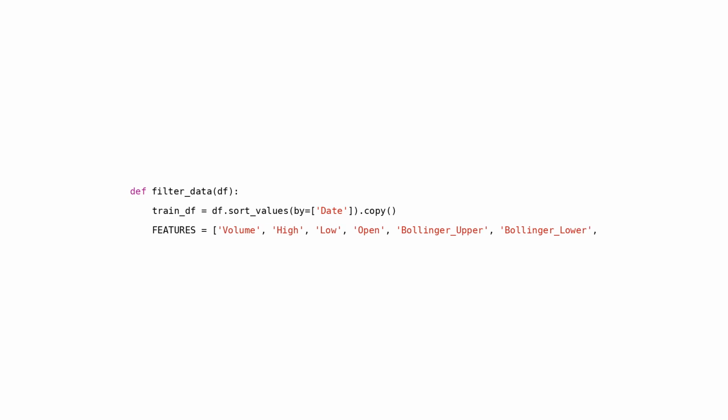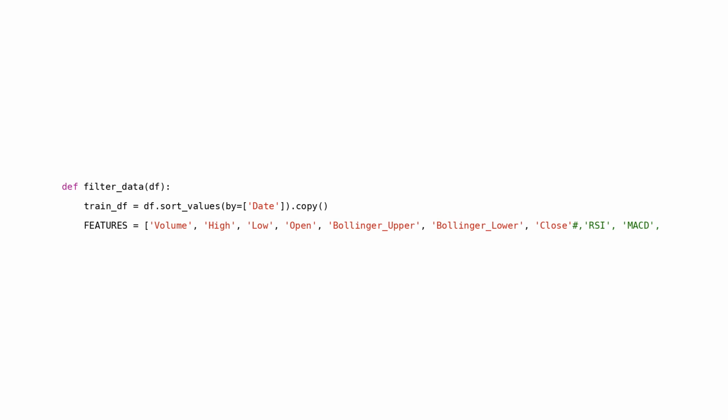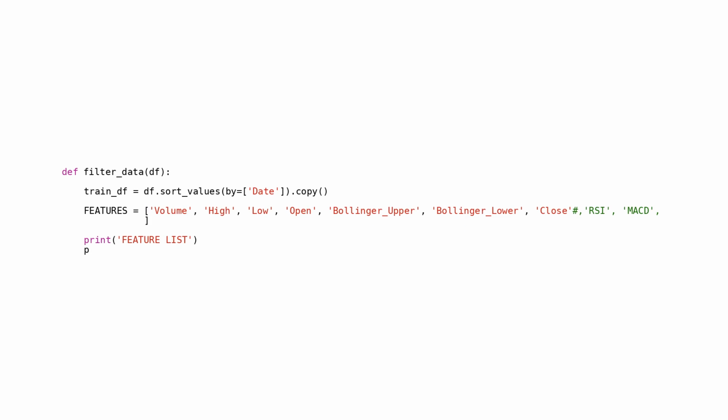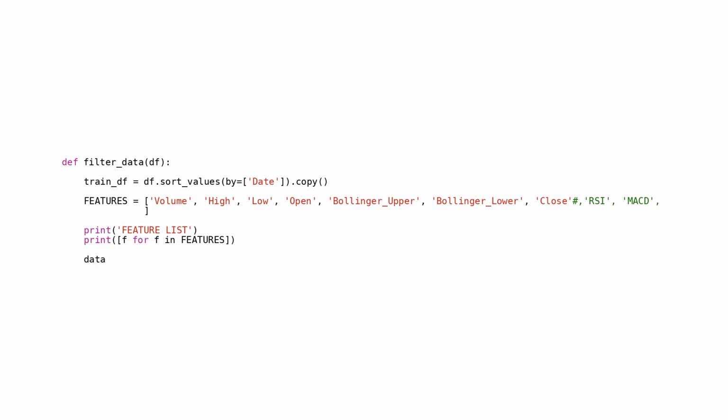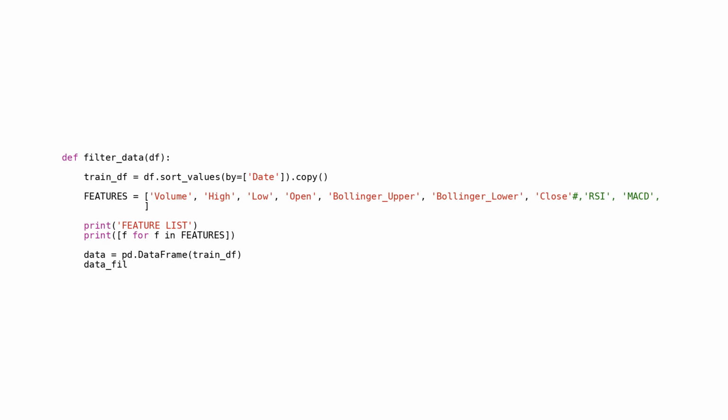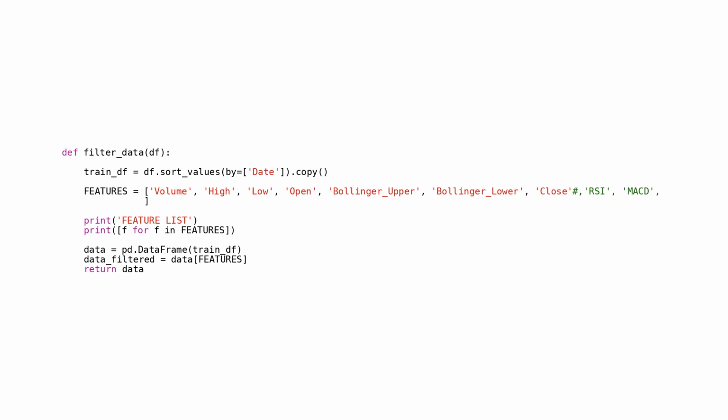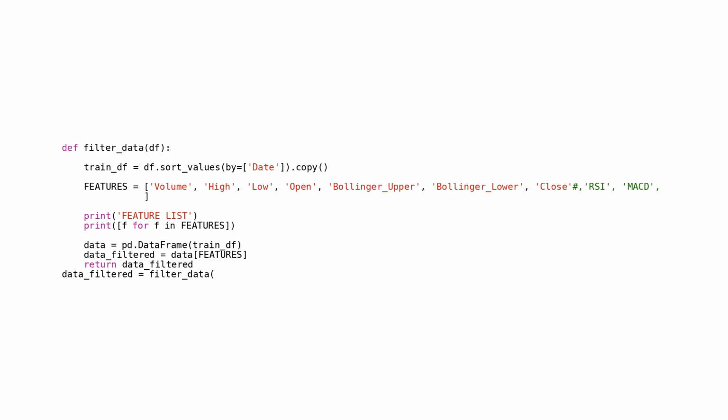This code creates a function named filter_data, which operates on a data frame. It begins by sorting the input data frame based on the date column, making a copy of the sorted data frame. It then defines a list of features called features and prints this list. Next, it converts the sorted data frame into a new pandas data frame named data. Finally, it filters the data frame to include only the columns listed in the features list and returns this filtered data frame. To successfully run the code, make sure to import the pandas library at the start of your script.